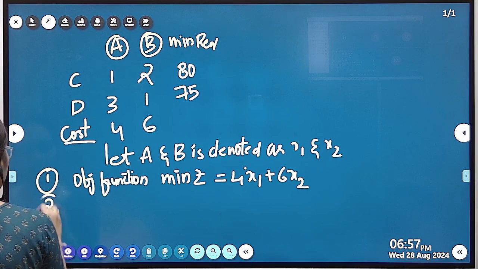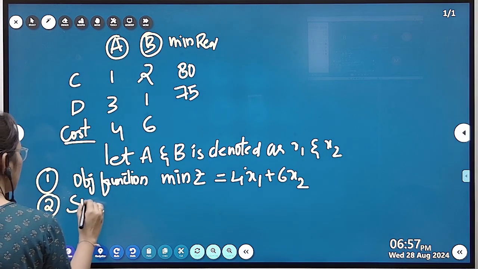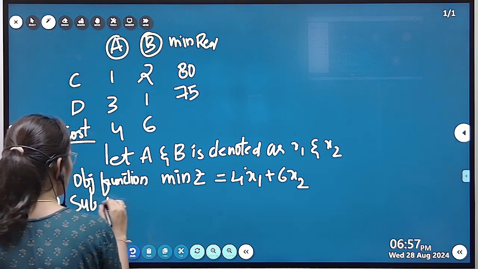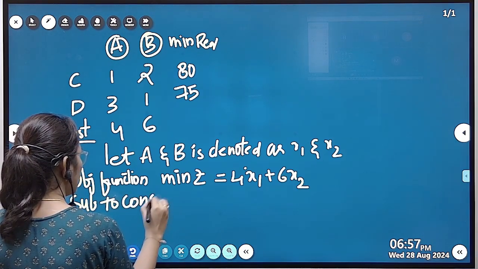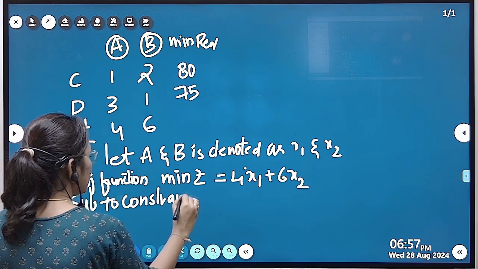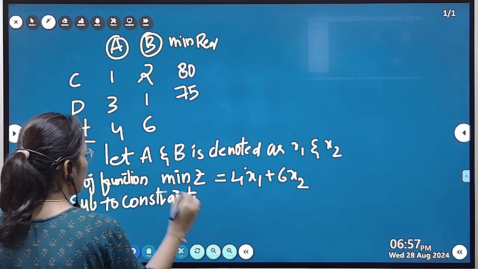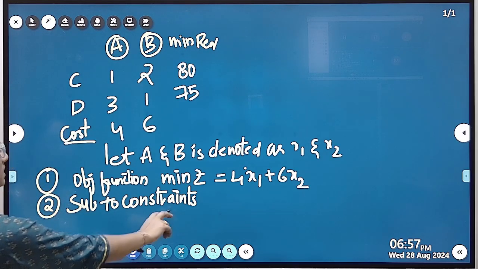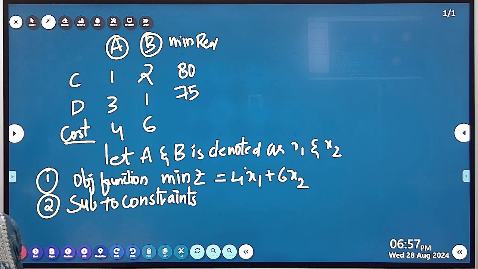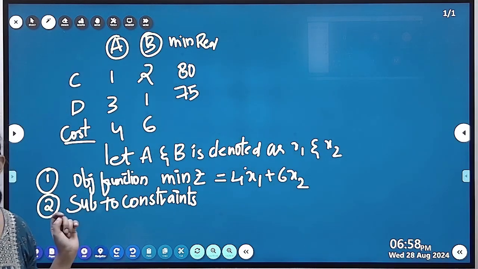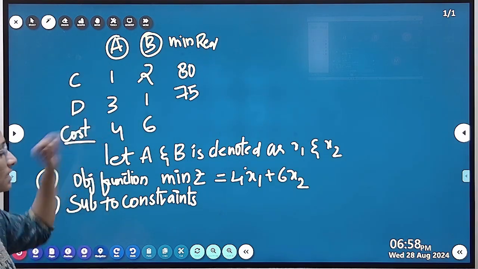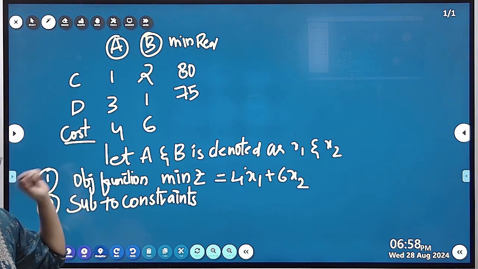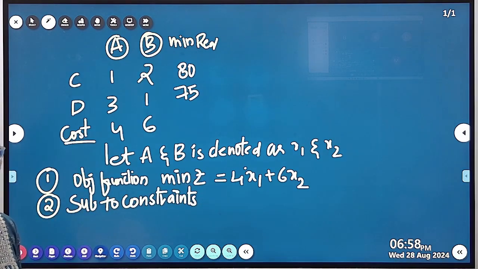So second step, we need to find the constraints, subject to constraints. Constraints are nothing but the resources we have, or the raw material we have. Subject to constraints means that with the resources or raw material we have, we are making this cost minimum by using this limited raw material.